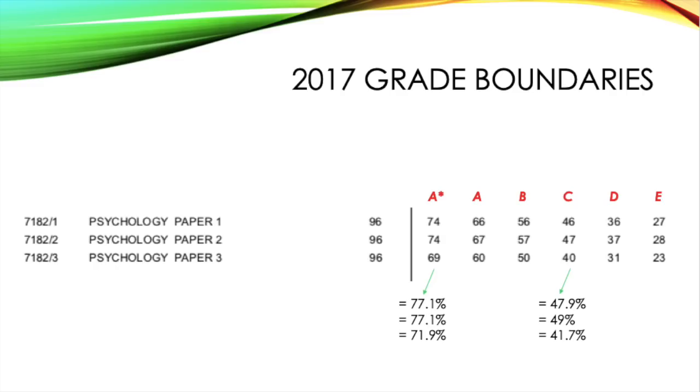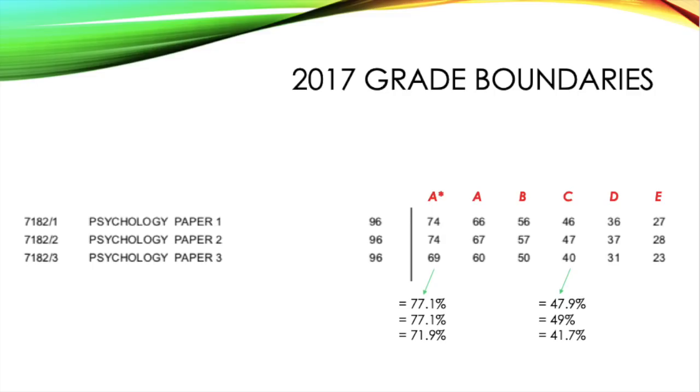So for example, in order to get an A star in paper 1 and paper 2, you had to get 77.1% of the marks, and then in paper 3 you just had to get 71.9% of the marks. And then I've just done the same thing for a grade C, because this is what hopefully you're all at least aiming for.